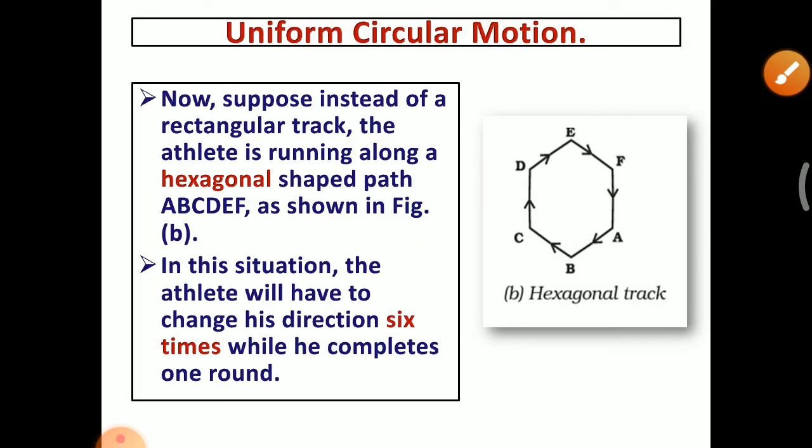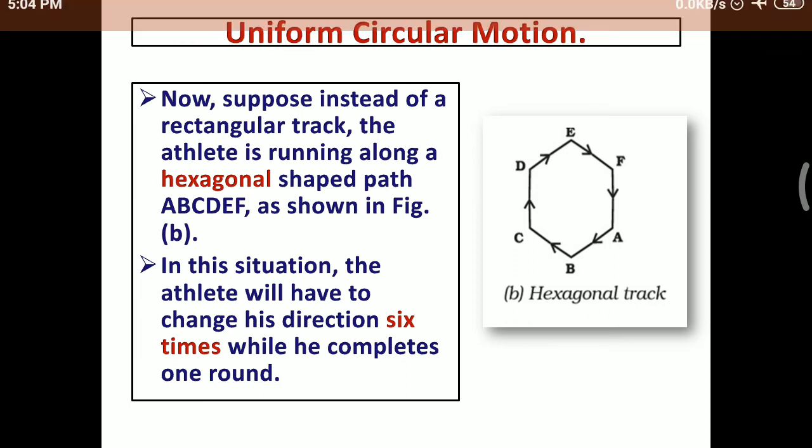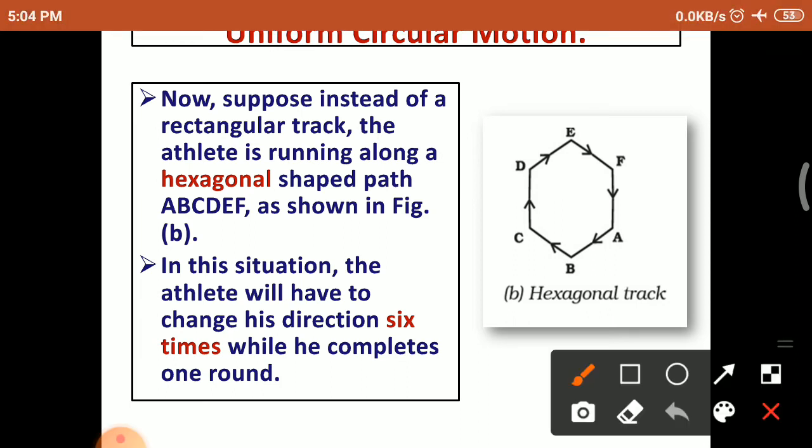Maybe the athlete runs along a hexagonal track. It has A, B, C, D, E, F. It has 6 corners, so the athlete has to change his direction 6 times.